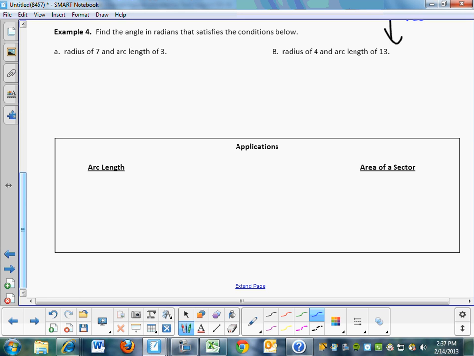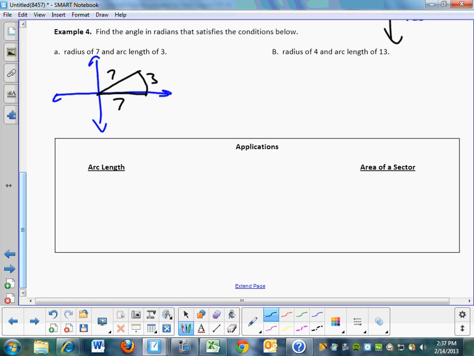All right. Another example, nice and easy. Find the angle in radians that satisfies the condition below. So if we have a radius of 7 and an arc length of 3, okay? So I'm going to draw this. So I have a radius of 7, and an arc length of 3. Now you just got to think about this real intently for a while.